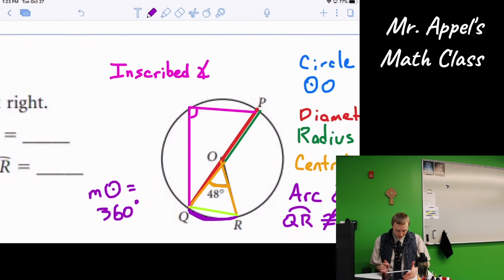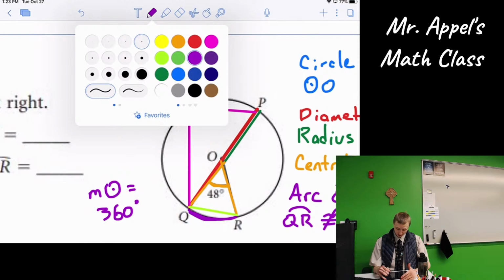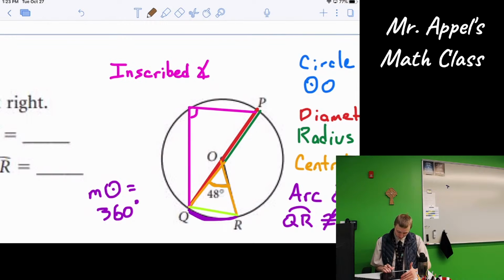Ooh, very good, Jackie. Yeah, half a circle is, and I don't have a symbol for half a circle, so I'm just going to draw it on here in another color I haven't used yet. I guess that'd be brown. So half a circle up here would be 180 degrees, half of 360.